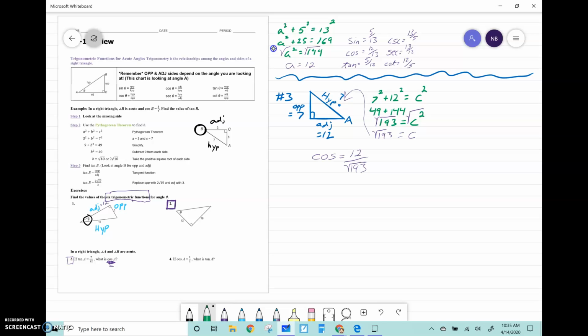Okay? And in a perfect world, we would just stop right there, but we don't want to leave a square root in the denominator. So we're going to multiply the top and bottom by that denominator, to get rid of that square root. And I end up with 12 times the square root of 193. And any square root times itself is just the number under the square root. So we're just lifting the square root off, and we get 193 as our final answer.